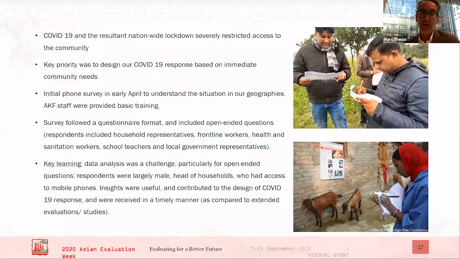However, of course, there were some challenges associated with that experience. AKF India found analysing open-ended questions difficult. They also found, from a gendered perspective, that respondents would often be male because they had access to mobile phones as heads of households. So accessing women was a challenge, and different age groups were also an issue. Next slide, please.